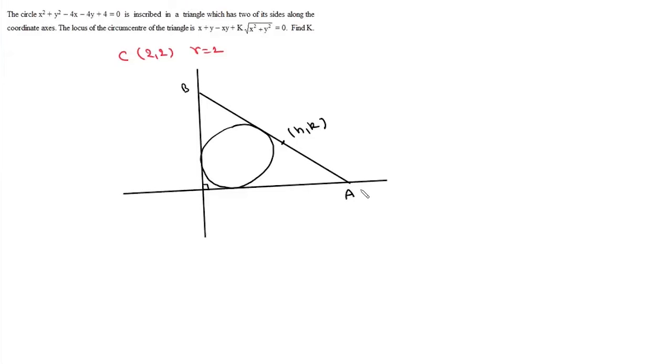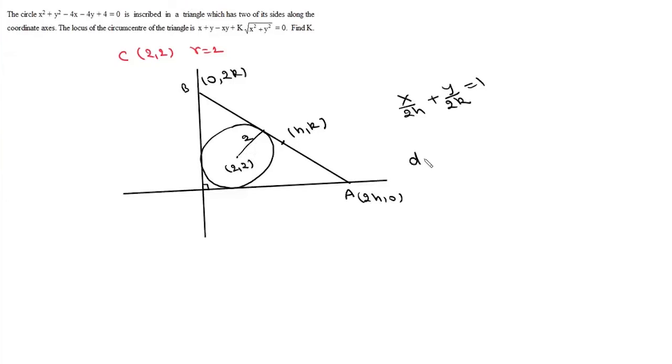So basically a by 2 is h. So this a is (2h, 0) and b is (0, 2k). Now the equation of this line will be x upon 2h plus y upon 2k equals 1, and this line is tangent to this circle with center at (2, 2) and radius 2 units. That means the perpendicular distance from the center must be equal to its radius.